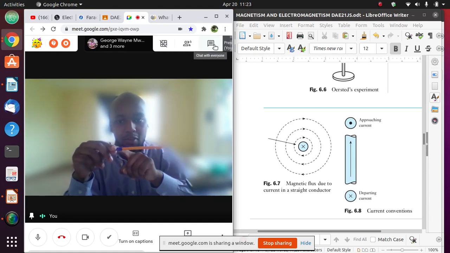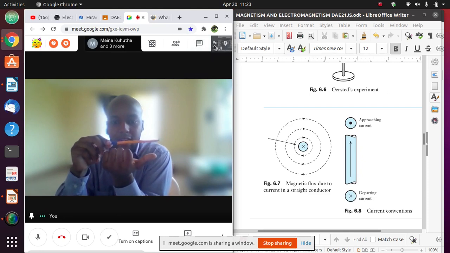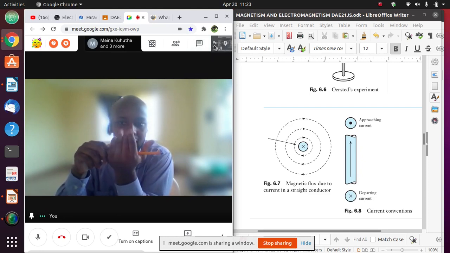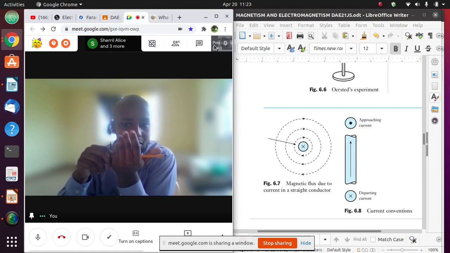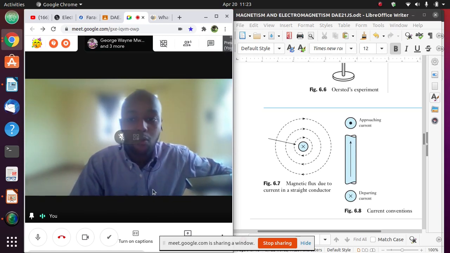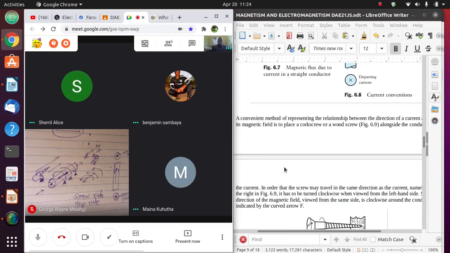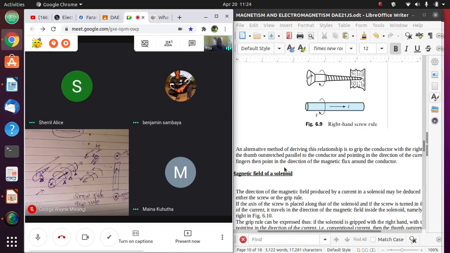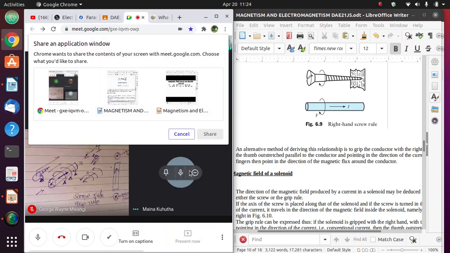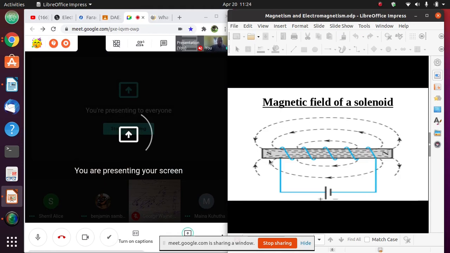If my current is moving from this point to this point, and I put my thumb in the direction of the current, then when I grip that conductor, the direction of these fingers will indicate the direction of my magnetic field in that conductor. Are we together? Yes. That is how we can determine the direction of a magnetic field in a conductor.